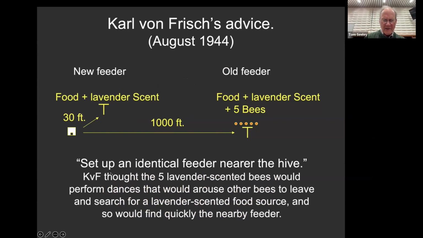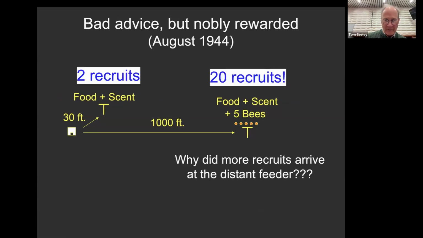Karl von Frisch thought that the lavender-scented bees would perform dances that would arouse other bees to leave and search for a lavender-scented food source, and so would quickly find the nearby feeder. Because after all, it was only 30 feet from the hive, where it wouldn't be hard to find. So she did this. But what happened?